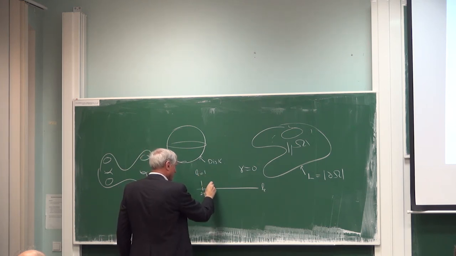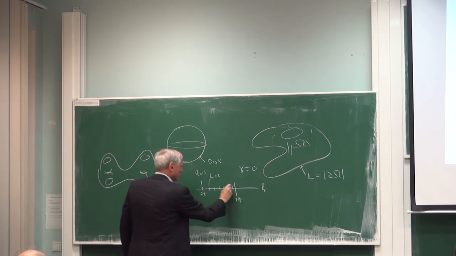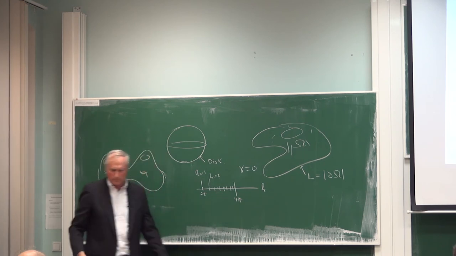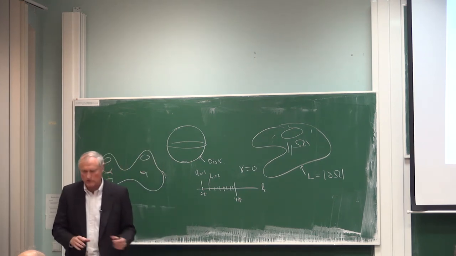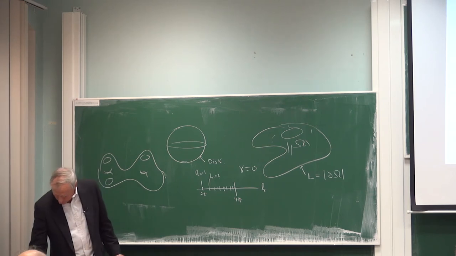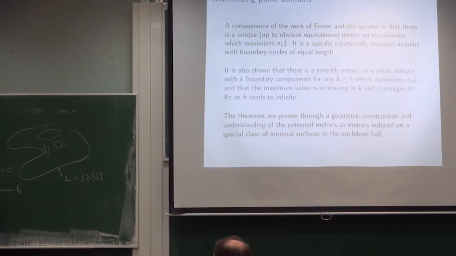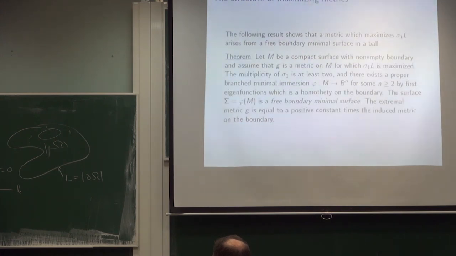And then the next one is bigger, so this is k equals 2, that would be the annular case. And what happens is these increase and they converge up to 4 pi. So we can prove that the maximum value for genus 0 with k boundary components is always between 2 pi and 4 pi, strictly increasing in k, and the limit as k tends to infinity is 4 pi. So we're able to give at least a rough description of what happens in the problem in the genus 0 case. And the theorems are proven by a rather interesting geometric construction. So the way we did it is we managed to connect this problem to another one, which we're able to say something about. And so the key is that there's a natural geometric characterization of these extremals, assuming they exist. And so let me describe that.